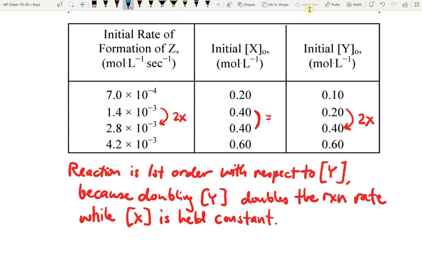So if I chose trials 1 and 4, we have Y changing by a factor of 6. That's big and complicated. We have Y changing by a factor of 4 between trials 1 and 3. Well, let's keep it simple as we can. From trial 1 to trial 2, Y is being doubled. And we know, without looking at anything else, based on what we just talked about, that the reaction is first order with respect to Y. That means that doubling the concentration of Y, all by itself, should double the reaction's rate.